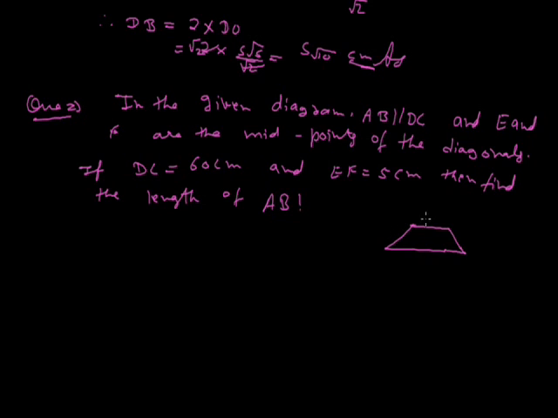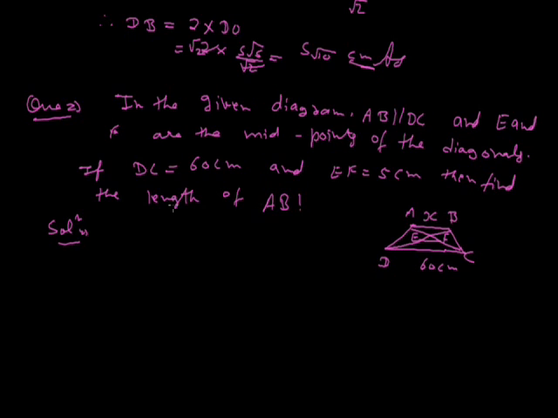This is the given trapezium. The name is A, B, C and D. BD and AC are the diagonals, E and F are the midpoints of the diagonals, and the length of DC is given as 60 centimeter and the length of EF is given as 5 centimeter. Now here is the solution. We just need to find the length of AB.